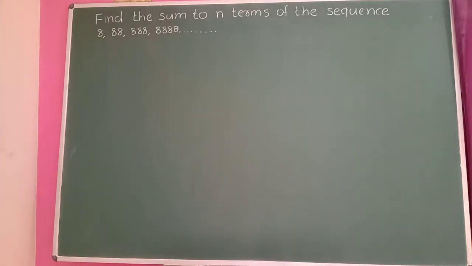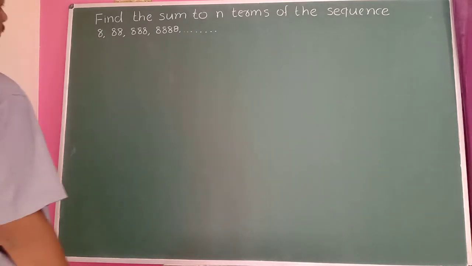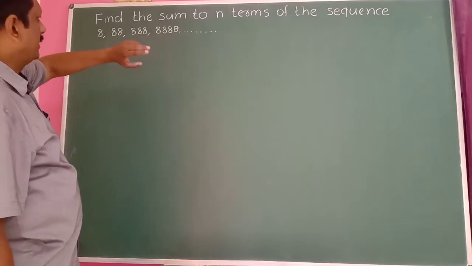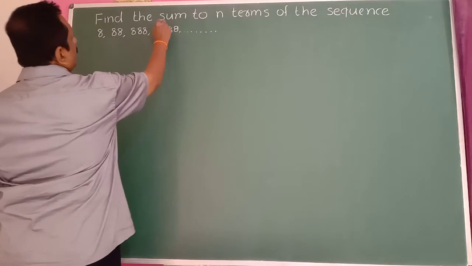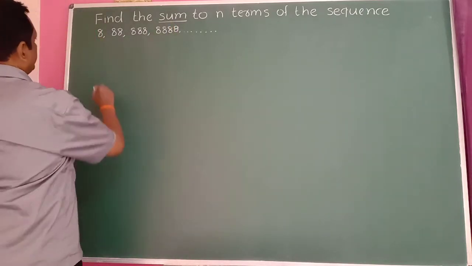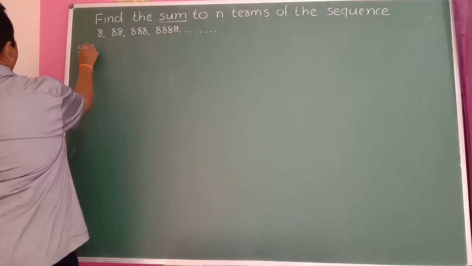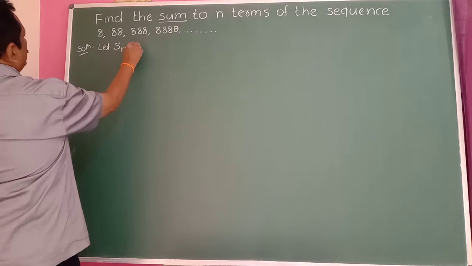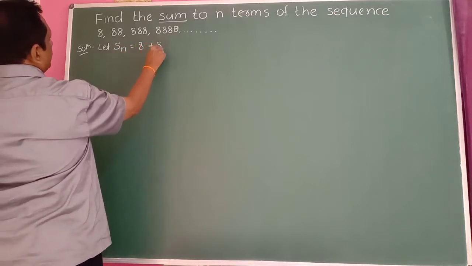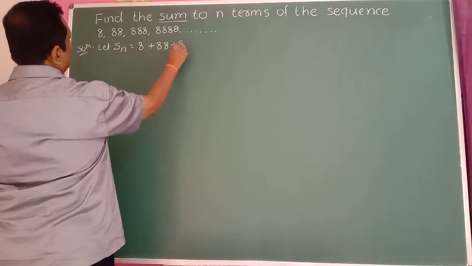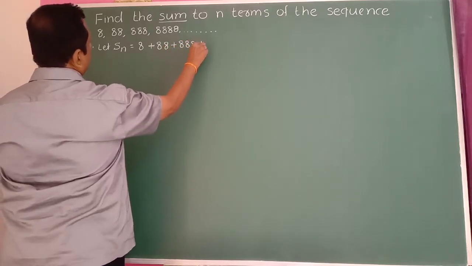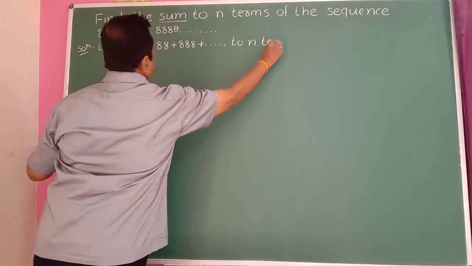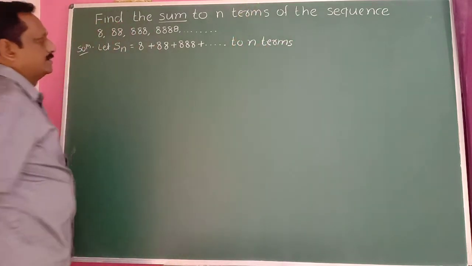Find the sum to n terms of the sequence 8, 88, 888, 8888 and so on. Find the sum. It asks what the sum of these will be. Sum to n terms of the sequence. Take the solution here. So let us consider Sn is equal to 8 plus 88 plus 888 plus up to n terms.